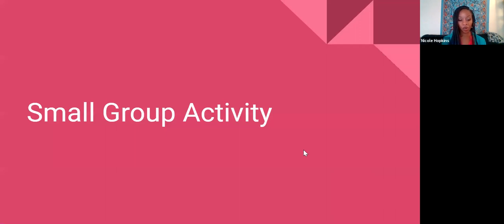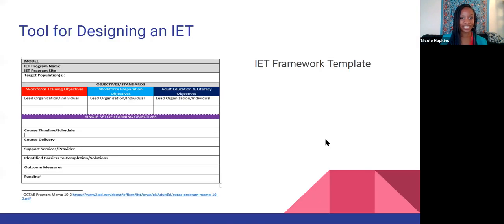Okay, so we are going to do a small group activity, and it's going to be our final activity to bring together all of this information that we went over today. We are going to be designing our very own IET, using a really simple but effective tool that I get to share with you today. Next slide, please. Ta-da! We've got a tool for designing an IET.